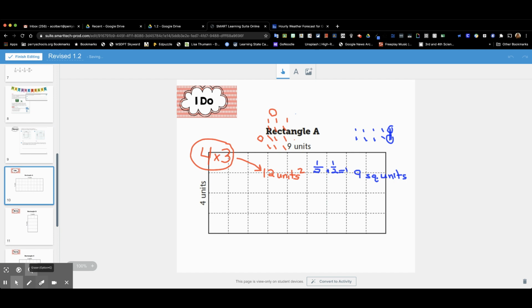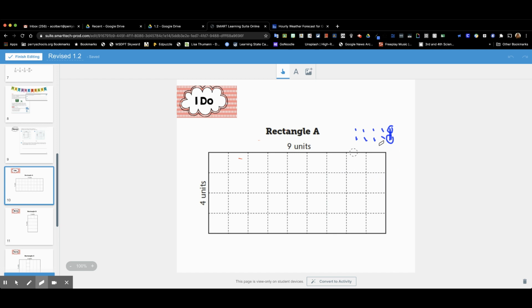So here's another problem that I'm going to talk about and show you. You see this is an I do. I'm just going to work through this for you. So I see it's a 4 unit by 9 unit. I'm going to do this 2 different ways. I'm going to do it one way, kind of like I talked to you about in that last slide.